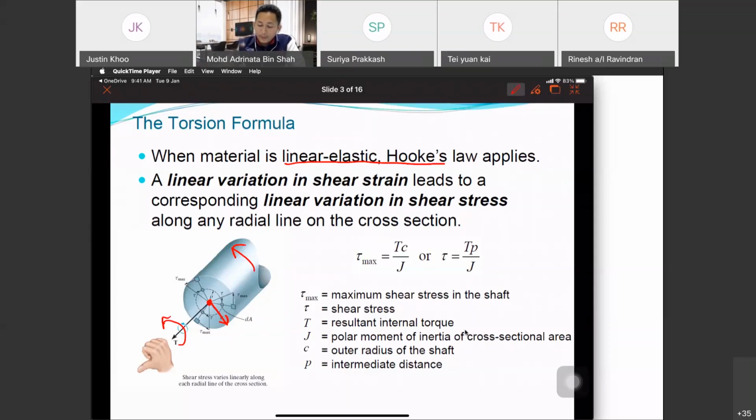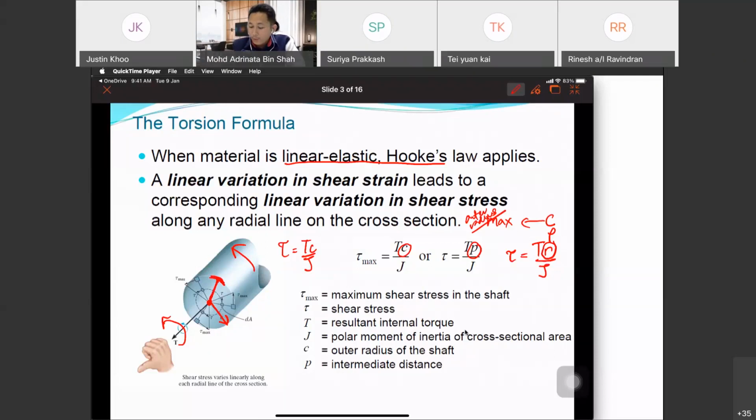The equation is tau equals TC over J. J is the polar moment of inertia. We have two notations. Normally, we note it as C or rho, and the other one is tau equals TR over J. R or rho or C. Normally C is the maximum one, so C is the outer radius. From the figure, C is this one, normally the maximum radius.